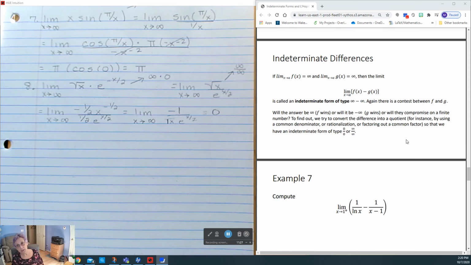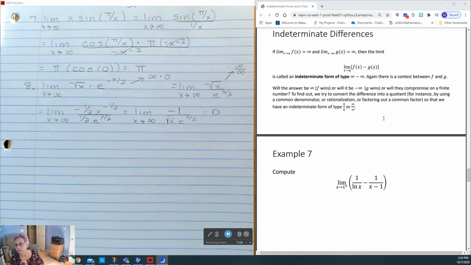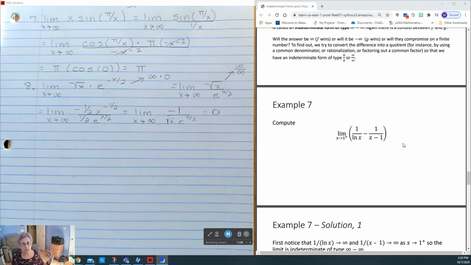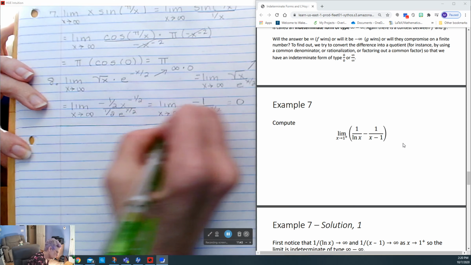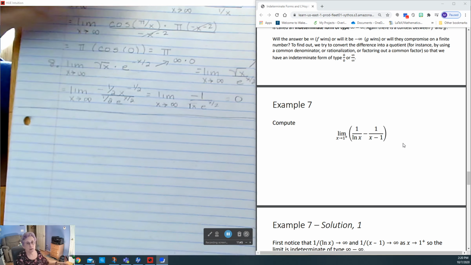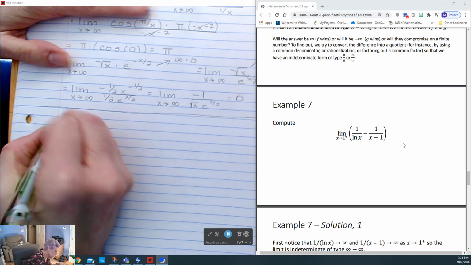Indeterminate differences. Sometimes you can rearrange these and make them L'Hopital ready. So if we have infinity minus infinity, that's something we can't deal with on its own. It's an indeterminate form, but not a L'Hopital ready indeterminate form.